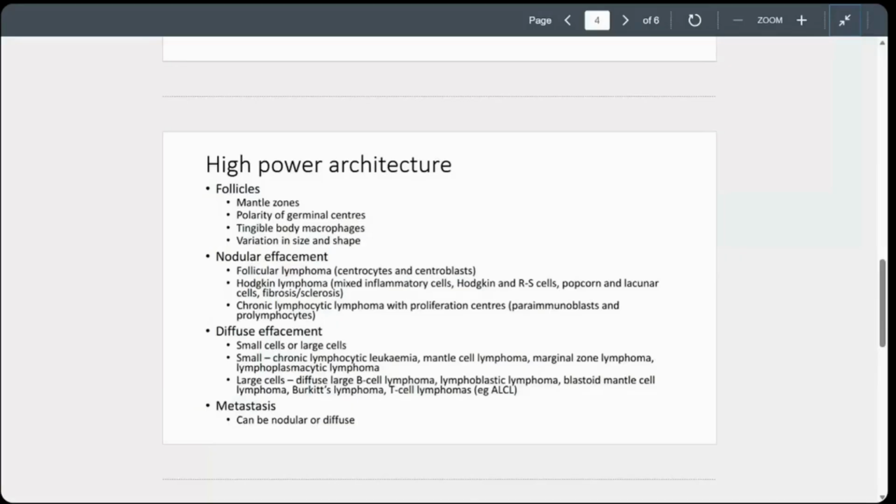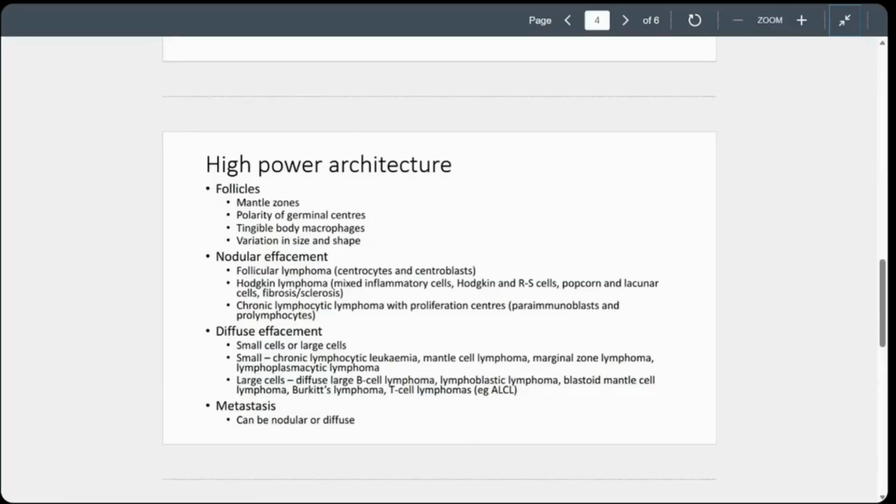Mantle cell lymphoma generally doesn't. That's generally very, very monomorphic. All the cells are the same. So if it's a diffuse effacement, again, you just got to decide whether it's small cells or large cells. If they're small cells, could be chronic lymphocytic leukemia without much in the way of proliferation centers. Some marginal zone lymphomas haven't got well developed pseudofollicles and so on in them, so they will be more diffuse. Lymphoplasmacytic lymphoma can be very diffuse, and mantle cell looks very diffuse.